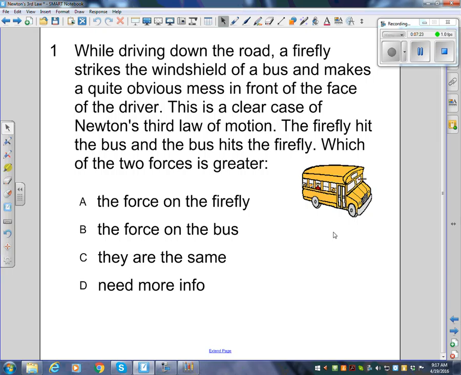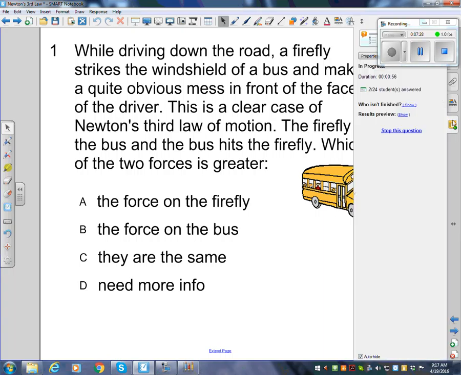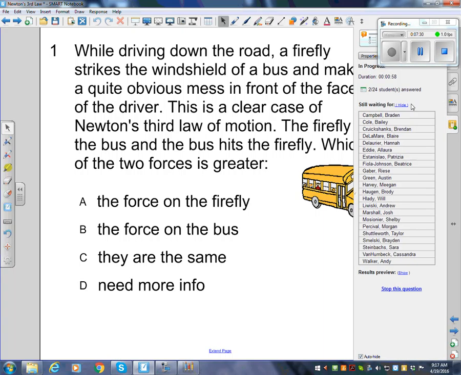Sing the Jeopardy song in your head and answer the question. In your head, which of the two forces is greater? The force on the firefly, the force on the bus, they're the same, or I need more info.